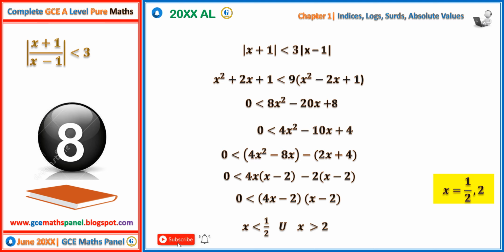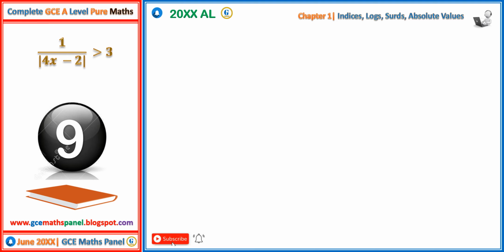Let's look at question number 9. So with this type, it is best to first of all multiply both sides by the denominator just like we did before, and then we square both sides and simplify. So it is just the same procedure. So what does this give us?